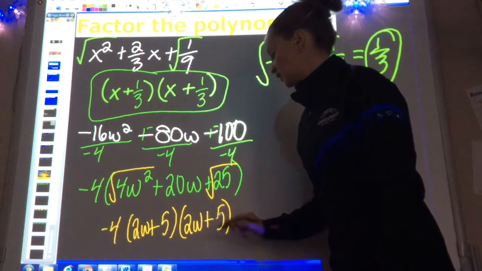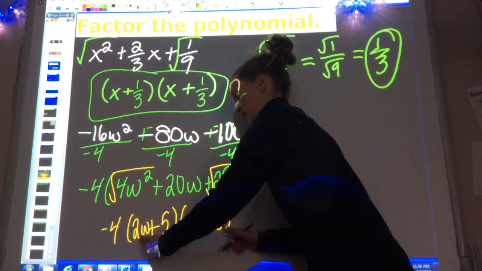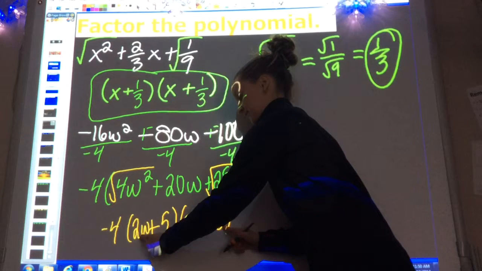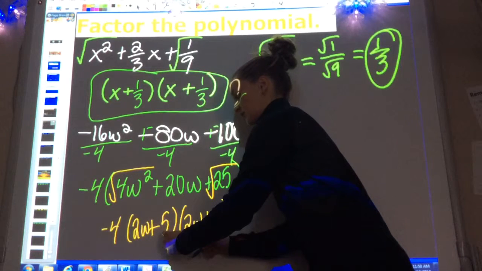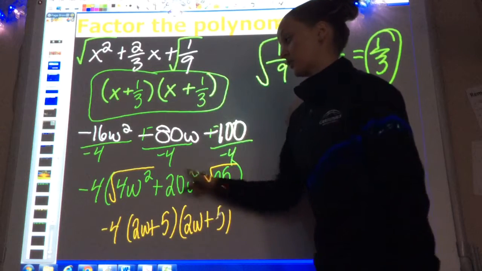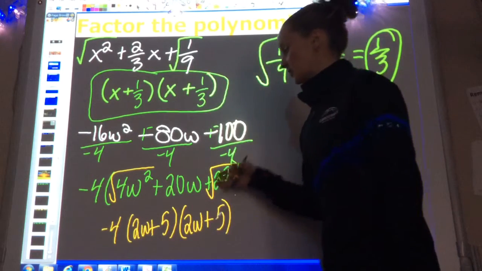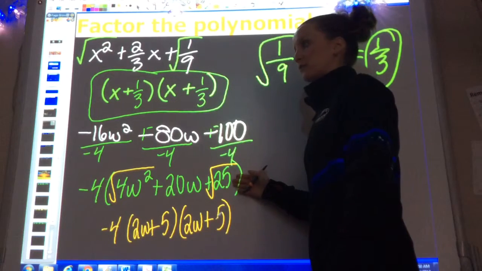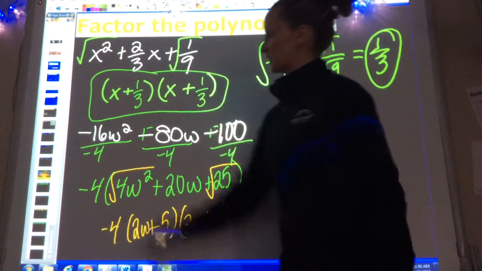Plus, okay? And then to check our middle term, what do we have here? 10w. What do we get for our inside? 10w. Ladies, please don't talk when we're going over this, okay? Yes, and so then is that going to equal our 20w? Yeah. Perfect. So some of you guys get stuck once you get to here. This is our perfect trinomial. Take the square root of the first and the last, separate it into two parentheses.